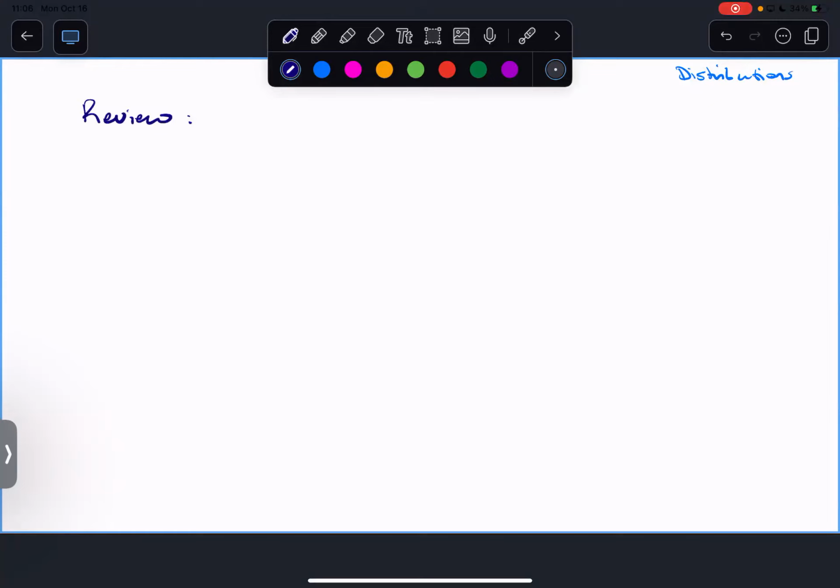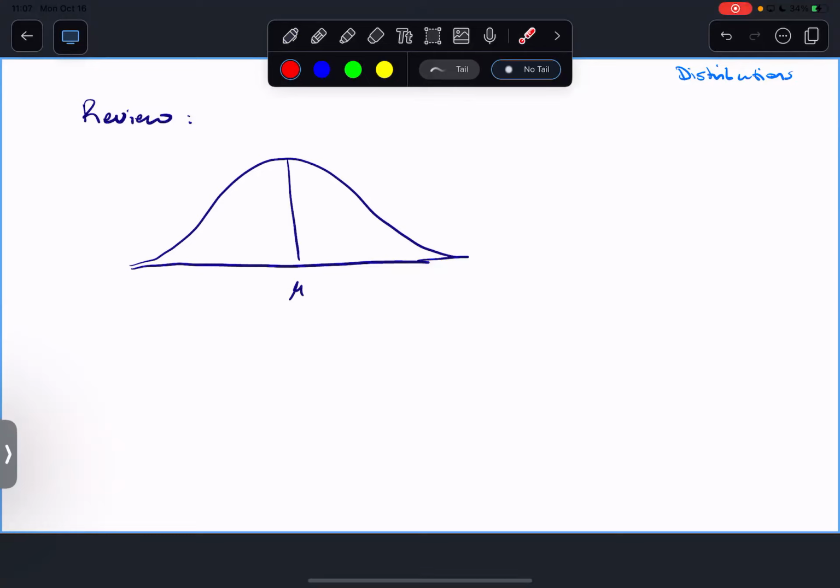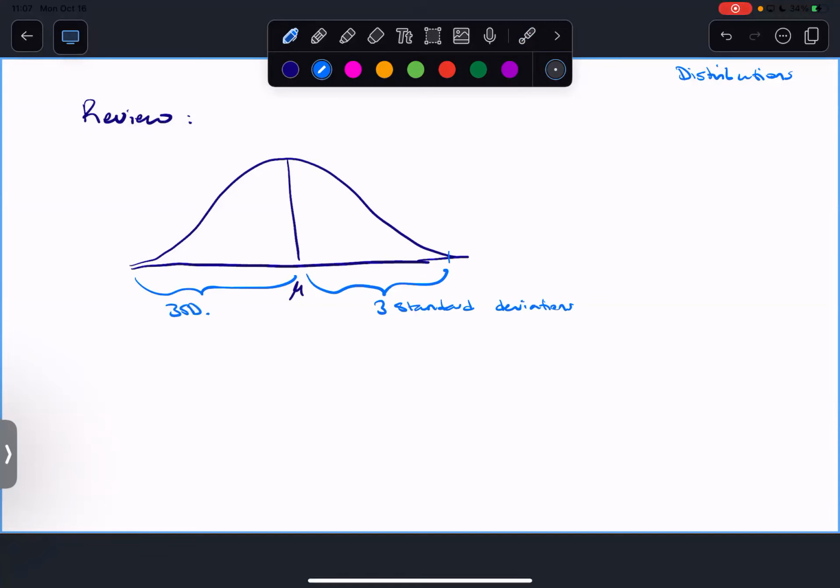Last day we started the normal distribution. Now the normal distribution, we introduced some concepts, right? We have a normal distribution. It's centered on the mean, and on each side, we can fit approximately 3 standard deviations before the area under the curve gets super, super small, right? And so we said, okay, here I can fit roughly 3 standard deviations on either side. 3 SD, I guess.